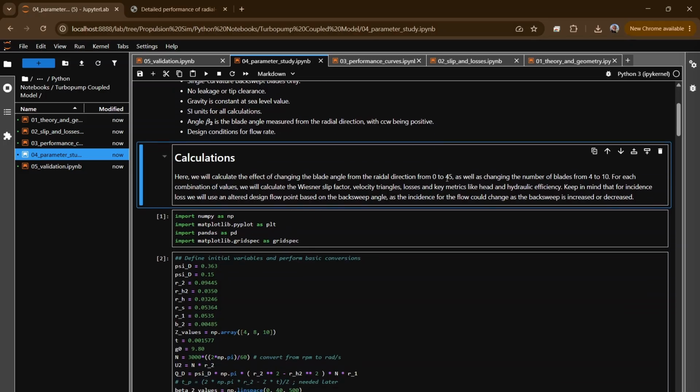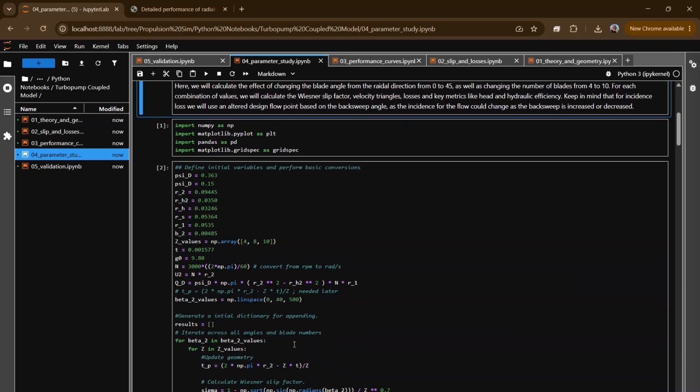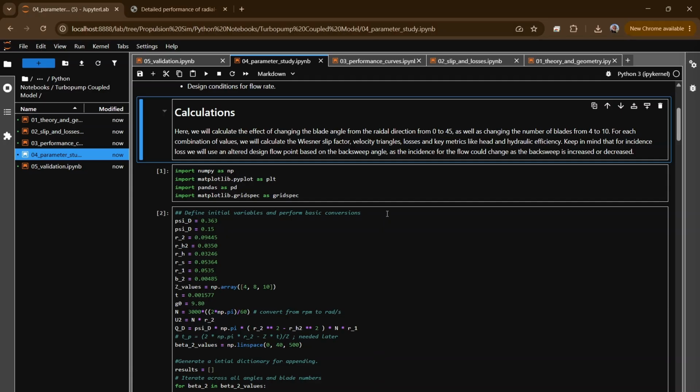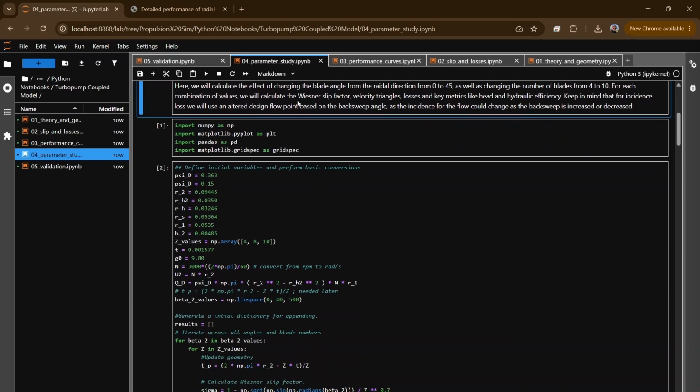So we calculate the effect of the changing blade angle from the radial direction from 0 to 45, though I did change it to 40 just recently because of limitations in the negative head. And so we have that from 0 to 40, and then also changing the blades from 4 to 10. So here we calculate the Wiesner slip factor, velocity triangles, losses, and key metrics like head and hydraulic efficiency.